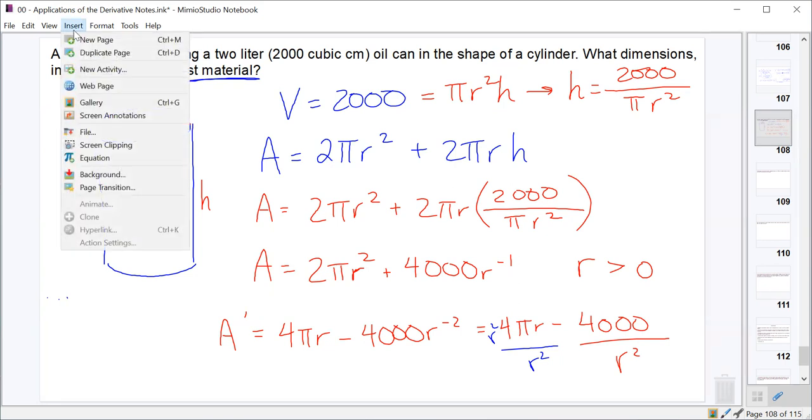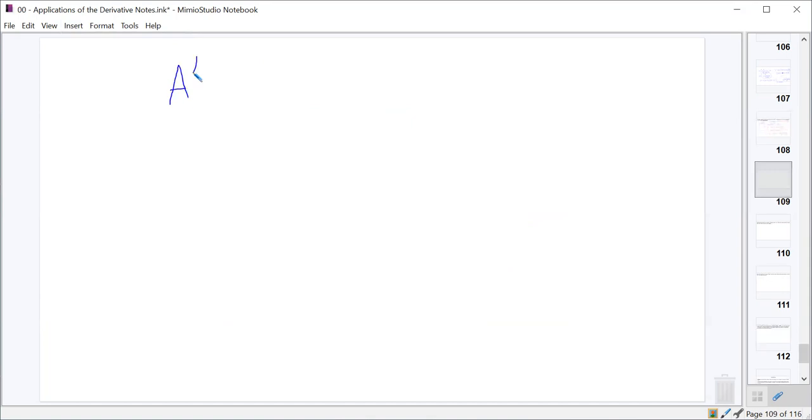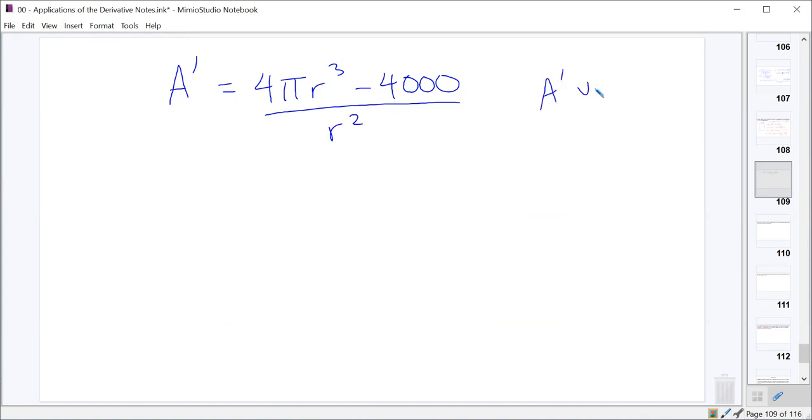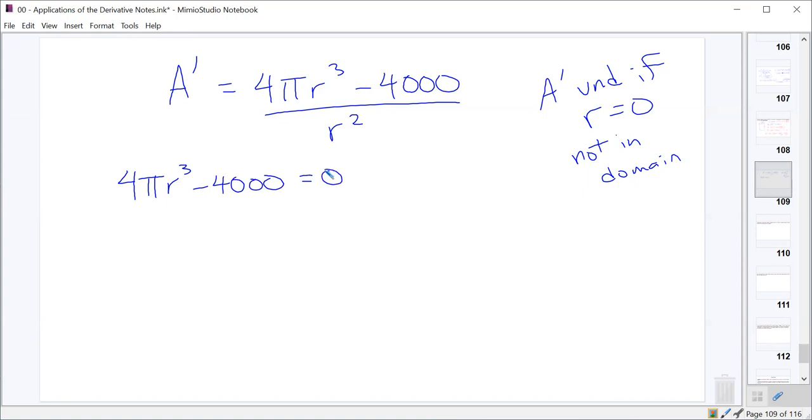So we'll get a new page here and say that our A prime, our derivative of our surface area, is equal to 4 pi r cubed minus 4,000 all over r squared. And this is undefined at r equals 0, but we're going to ignore that because it wasn't in our domain that we restricted this function to. And A prime equals 0 if 4 pi r cubed minus 4,000 equals 0.